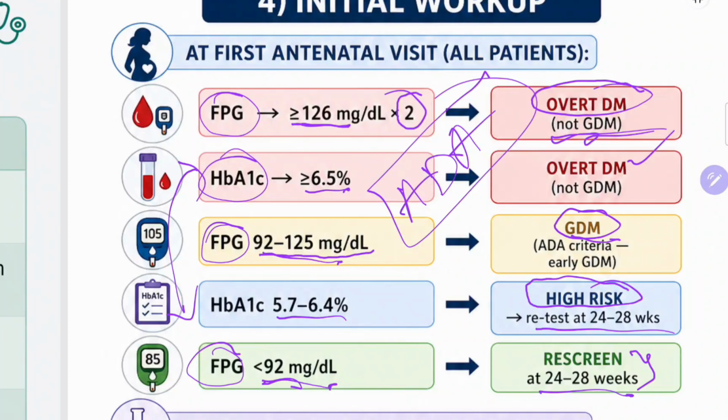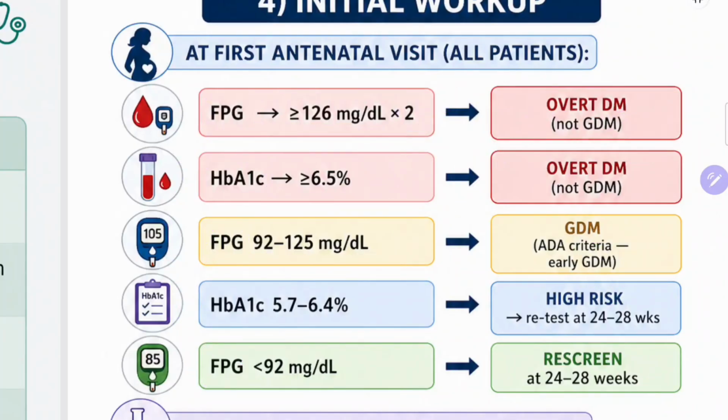So screen again at 24 to 28 weeks. HbA1c has less role, but if HbA1c is more than 6.5, then it is symptomatic DM. But if it is 5.7 to 6.4, then it is a high risk. So re-screen at 24 to 28 weeks. Okay, so this is ADA classification.